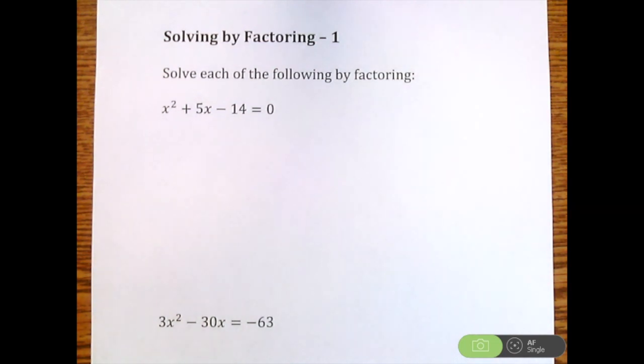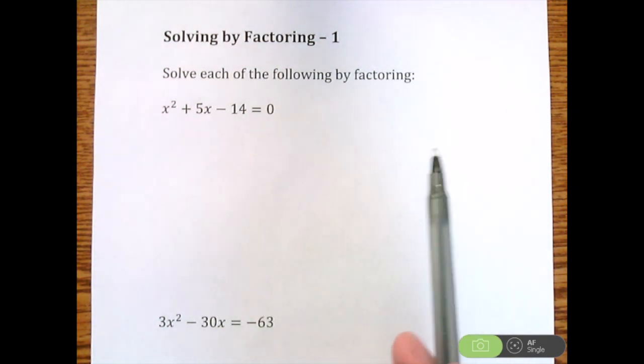Hey guys, let's talk about some solving by factoring. So the premise going into this video is that you have some ideas of factoring. If you don't know how to factor, I strongly suggest you go through my videos, through my channel, and watch some videos on factoring. So we're going to solve each of the following by factoring.